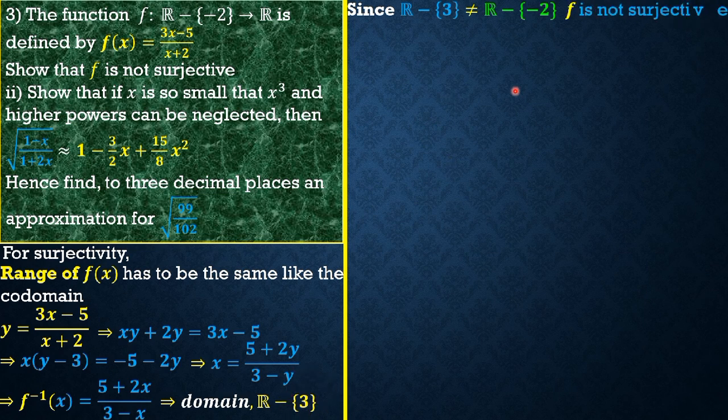Then we should show that if x is so small that x cubed can be neglected, then this condition is true. Let's start with our binomial expansion. Let's recall that if we have a binomial expansion of the form 1 plus x raised to the power n, this can be reduced to 1 plus nx plus n into n minus 1 over 2 factorial x squared. That is approximately, that's why we are using the approximation sign. If we use an equal sign here, we have to end with three dots, to show that there are infinitely many terms as long as n gets very large.